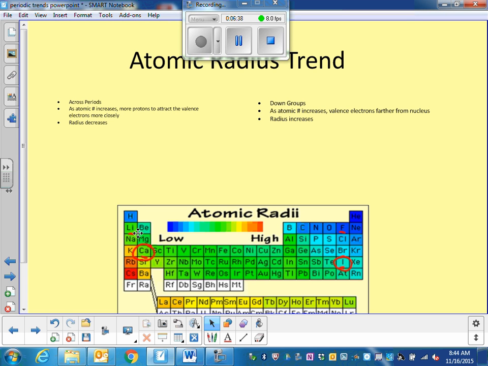So Aiden, can you help me out here? Why does the atomic radius get bigger as you go down a group? Who wants to try this? Sarah, you want to try? Why does the atomic radius increase as you go down a group?